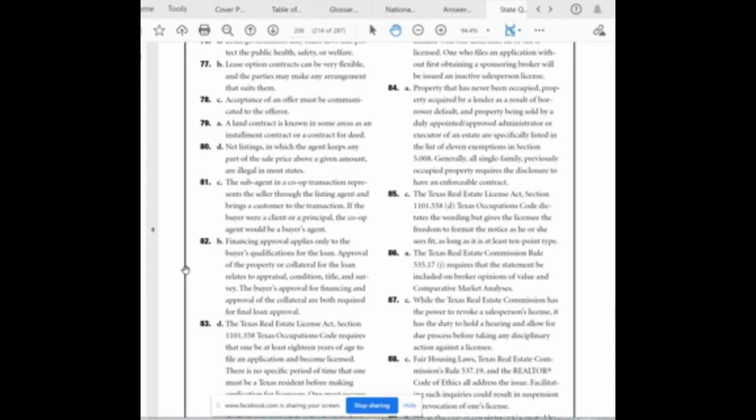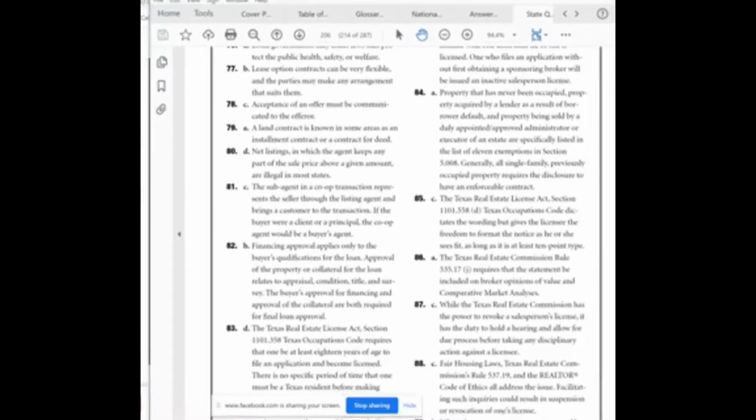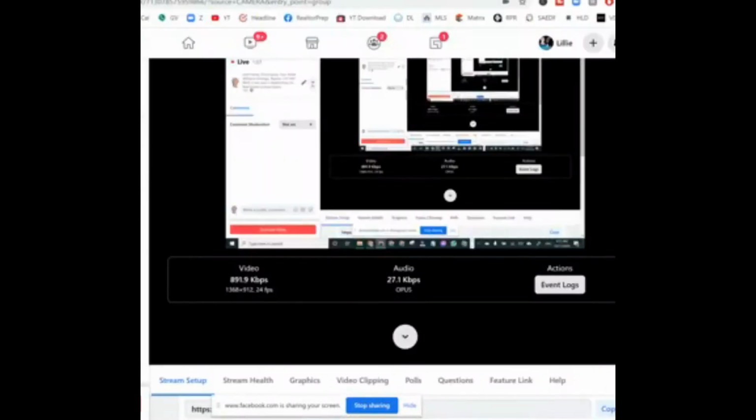Happy Saturday. We're starting again with our normal traditional way of vocabulary, national questions, and then state questions, okay? Comment moderation. So we continue off where we left.